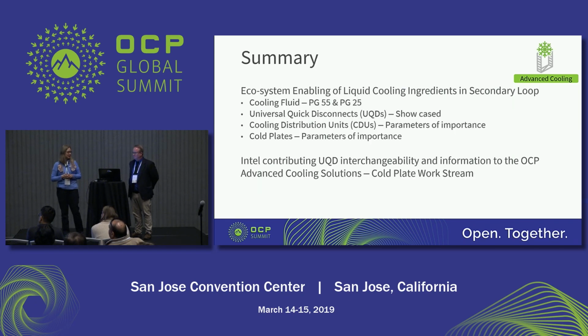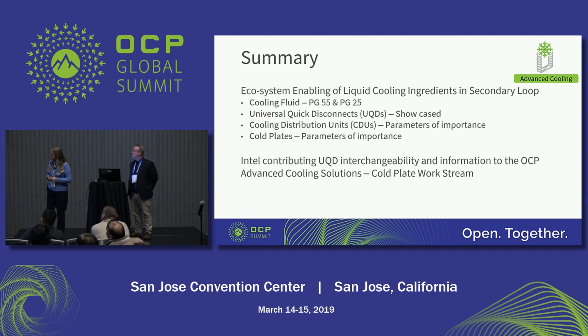Okay? So in summary, Intel is working on the ecosystem enabling of liquid cooling ingredients in the secondary loop. We have selected a cooling fluid, PG25, so propylene glycol 25% for operation, right? 55 was for shipping and storage. We have developed, as Mark was showing here, the universal quick disconnects, which we are contributing to the OCP.